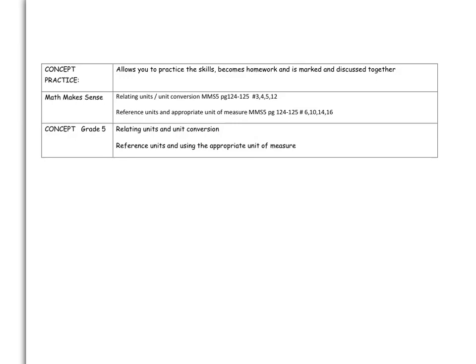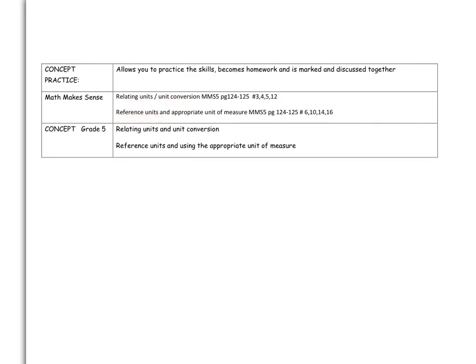All right, you are moving on to your concept practice now. It's going to be 2 pages. We're doing relating units and unit conversion, which is page 124, 125. Oh, not 2 pages, sorry. Different questions, I guess. I'm not sure why I arranged them that way. Regardless, 124 and 125, numbers 3, 4, 5, and 12, which will have to do with unit conversion.